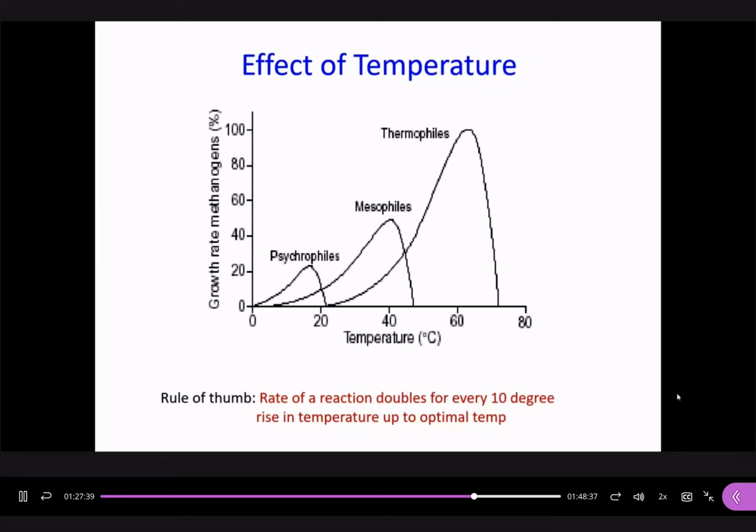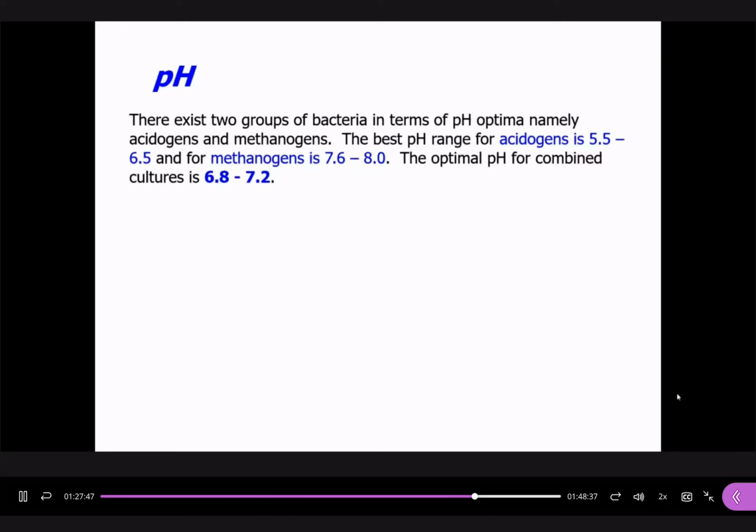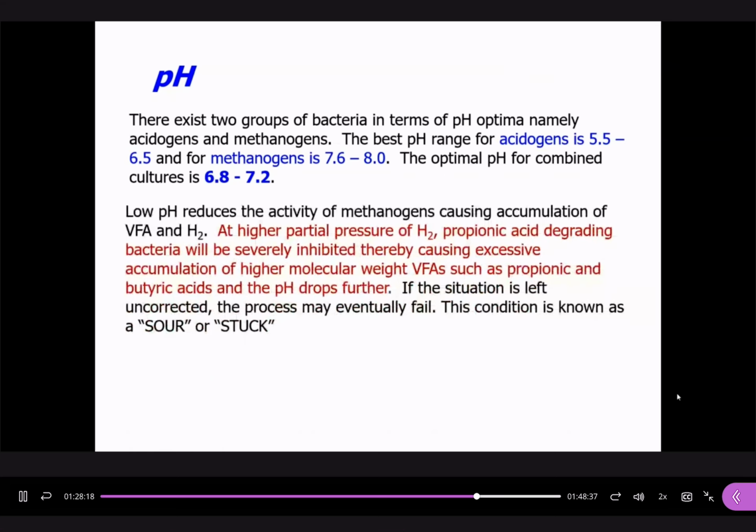But generally, rate doubles every 10 degree rise. pH, as we said, it's a narrow range. So how do we get the pH? There exist 2 groups of bacteria in terms of pH optimal, namely acidogens and methanogens. The best pH range for acidogens is 5.5 to 6.5. For methanogens, 7.6 to 8. Therefore, the optimal pH is in between these two, right? Almost neutral, so you have to accommodate the 2 groups of bacteria.